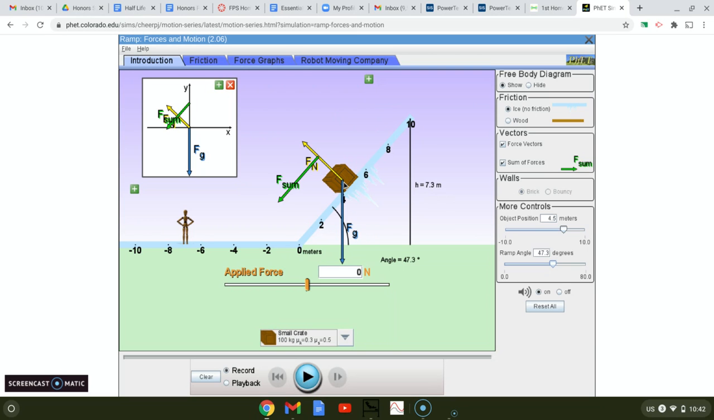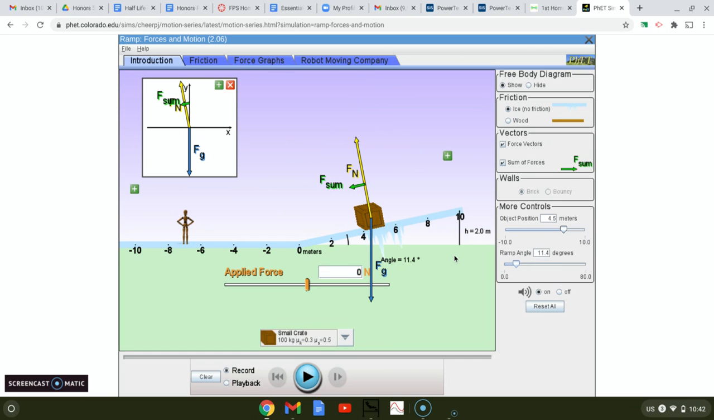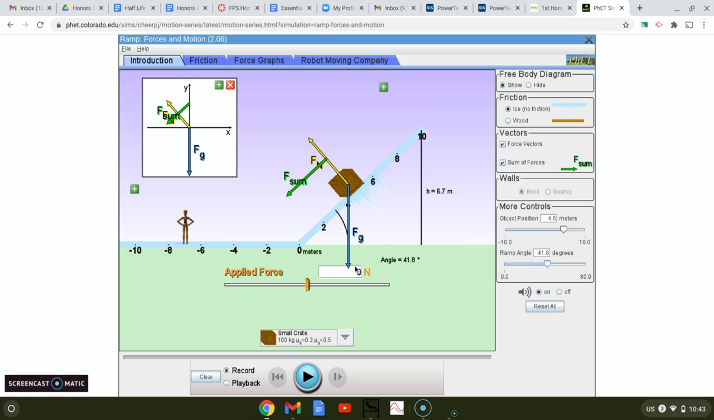Now, when I change the angle, I want you to watch the force of gravity. When I make the angle small, is the force of gravity any different than when it's here? The answer is no, it is not. The force of gravity stays the same. So what's nice about this is that Fg still equals mg. That's not going to change. Your true weight is still the same, even though you're on an inclined plane.